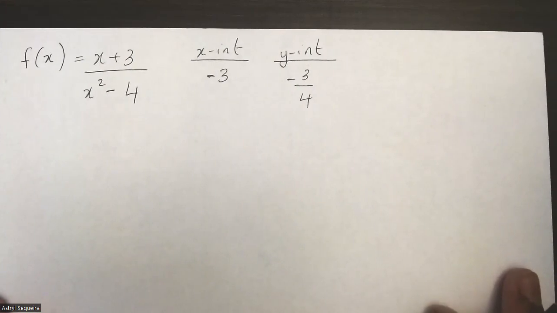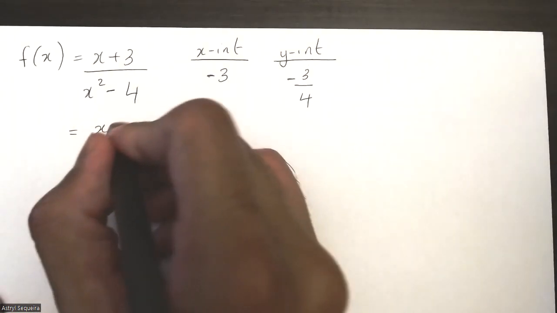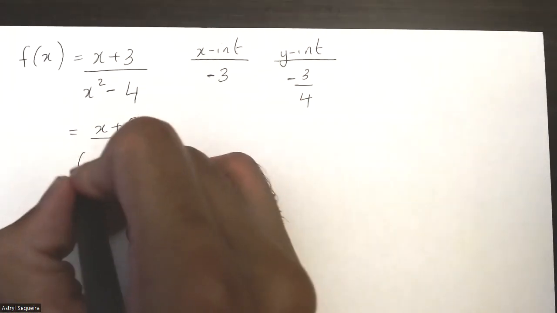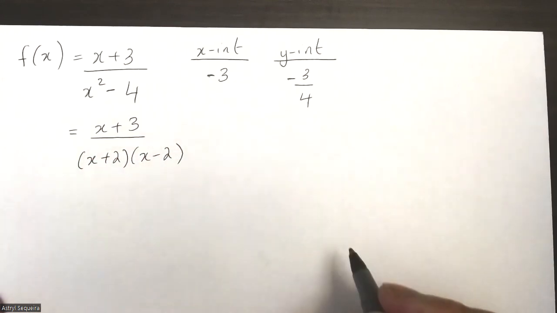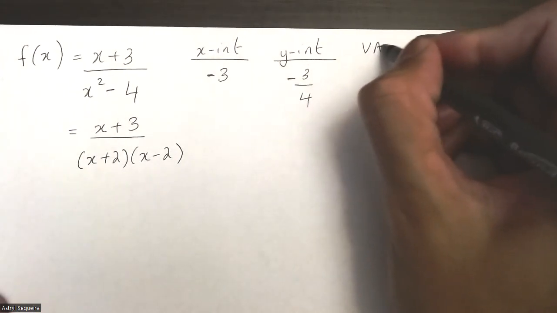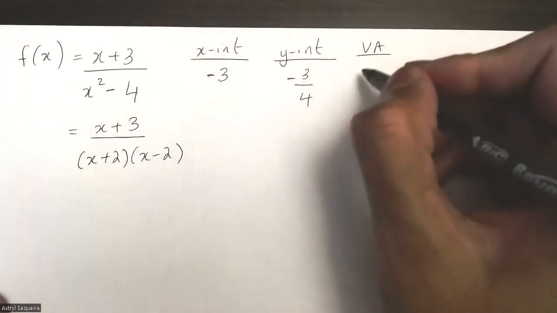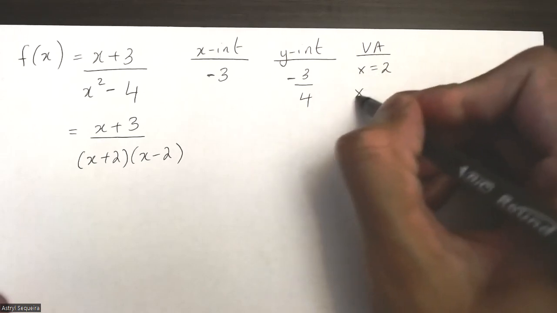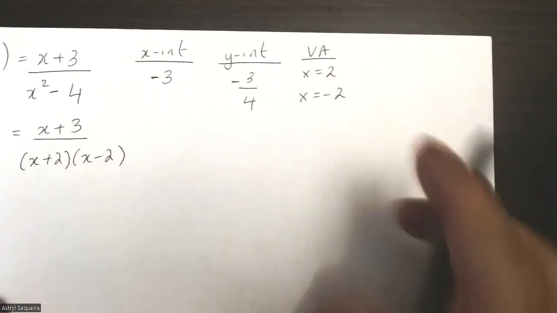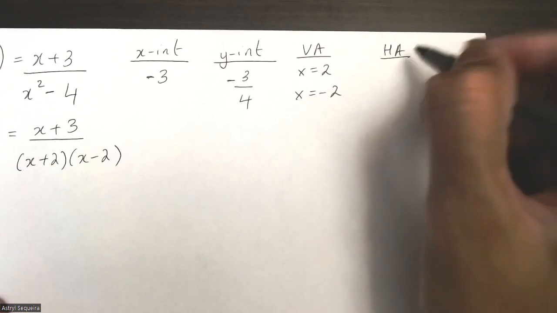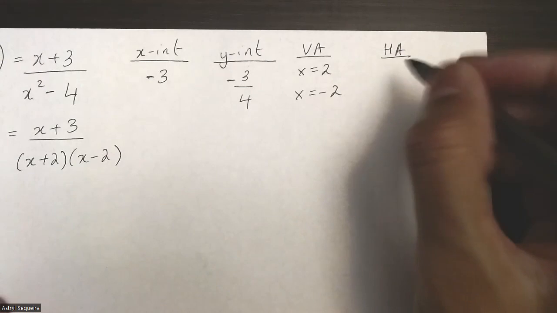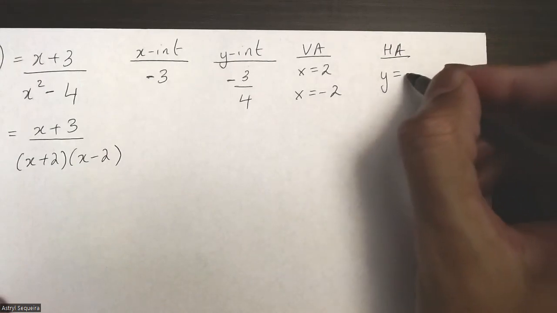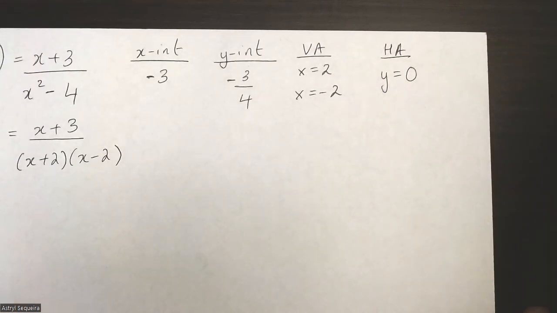The next thing I'm going to do is find my vertical and horizontal asymptotes. To find my vertical asymptotes, I need to factor the denominator. That's going to be by difference of squares, so x plus 2 times x minus 2. So my vertical asymptotes are just the solutions to my denominator, which are +2 and -2. And for my horizontal asymptote, I know the degree of the top is less than the degree of the bottom, which means that you have a horizontal asymptote of y equals 0.